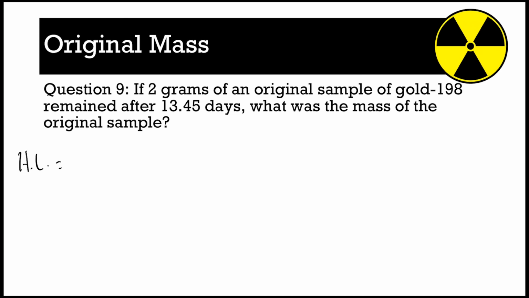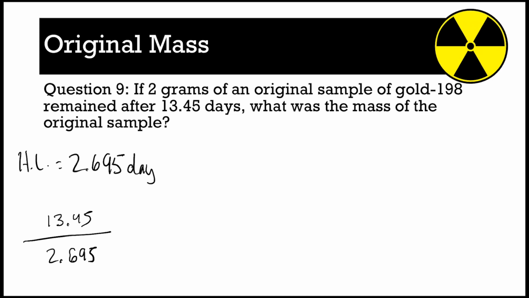Half-life is 2.695 days. And we have to figure out now how many half-lives have gone by. So again, you take the total amount of time that's passed, divide that by the length of one half-life, and you get that 5 half-lives occur. Now up to here, we've done this.